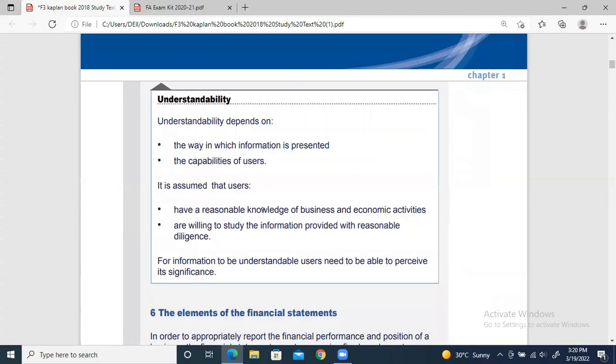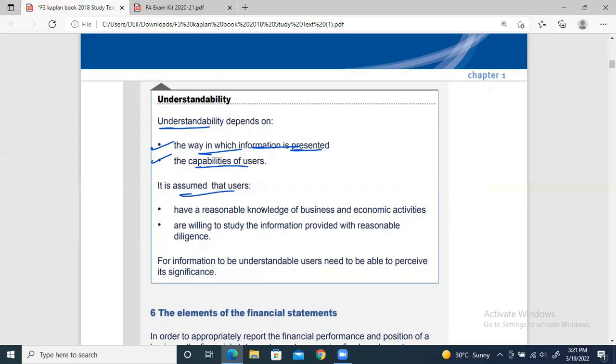Now, after that, understandability, right? Understandability depends on the way in which information is presented. It should be presented in very easy to understand words, right? And capabilities of users. Capability of users means, if a user is an ACCA, is he proficient in understanding accounting? If he is not proficient, we should be able to explain the things, right?